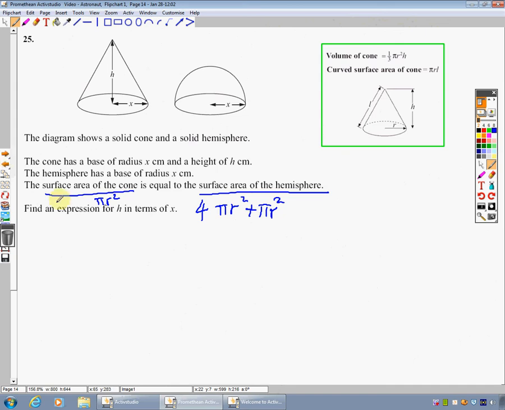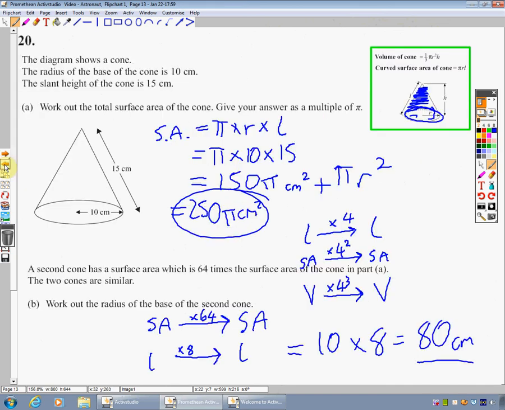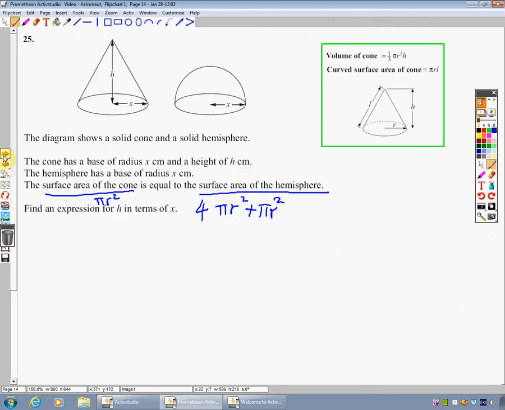Find an expression for h in terms of x. And this is actually a really awkward question because our h is our perpendicular height. H is perpendicular height, whereas our formula we've got here doesn't have h involved at all. But if you picture here, we do have a right-angled triangle.